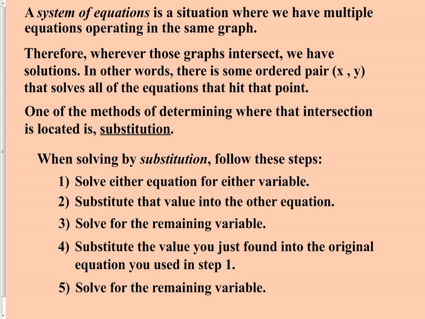So in step 3, you are finding a value for either x or y, and in step 5, you are finding the other value for y or x. Okay, when you put those two values together, you have an ordered pair. That is where your system runs into itself.